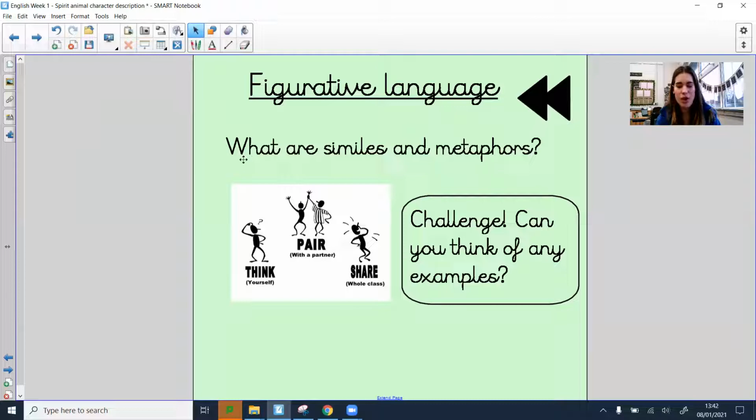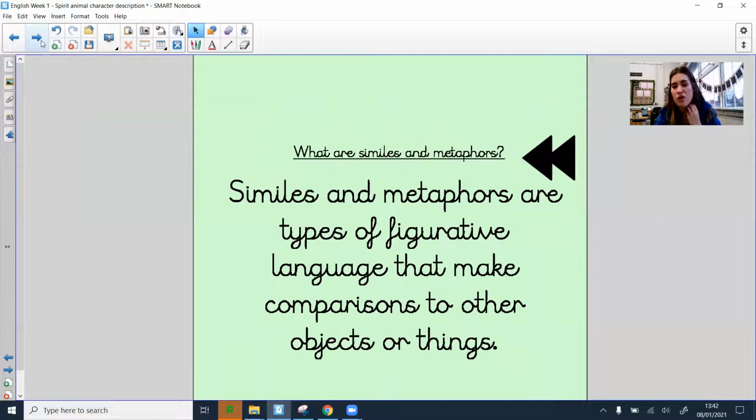Wonderful, let's have a look, and hopefully you've had a little talk with someone at home, or you've had a little think in your own head. Now we're going to have a look at what a simile and a metaphor is. When we're talking about what a simile and metaphor is, you might want to write these things down in your purple books, so that you've got it for the rest of the week and you can remember what they are. At any point you want to pause the video to write something down so you can remember it, that is completely fine, and it is up to you.